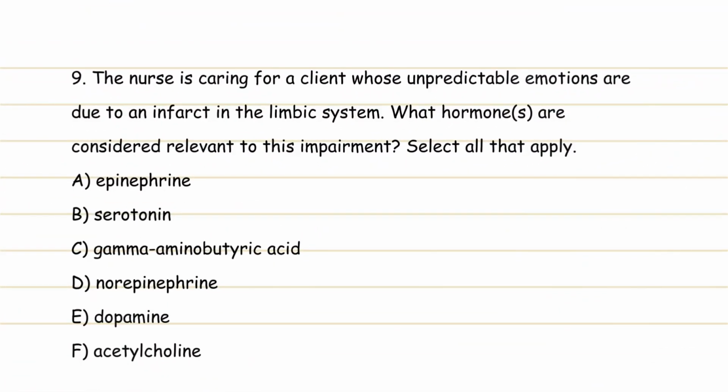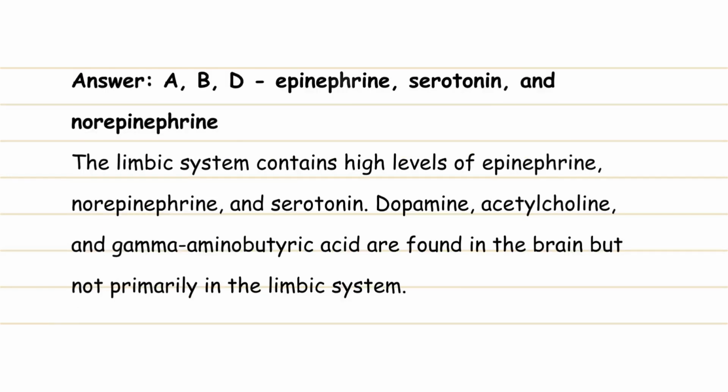caring for a client whose unpredictable emotions are due to an infarct in the limbic system. What hormones are considered relevant to this impairment? Select all that apply. A. Epinephrine. B. Serotonin. C. Gamma-aminobutyric acid. D. Norepinephrine. E. Dopamine. F. Acetylcholine. The answers are A, B, and D: epinephrine, serotonin, norepinephrine.